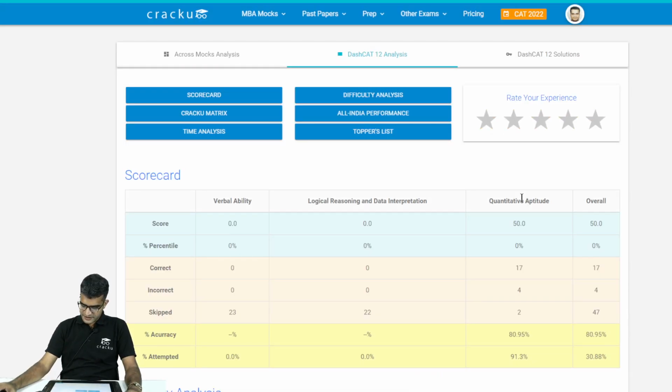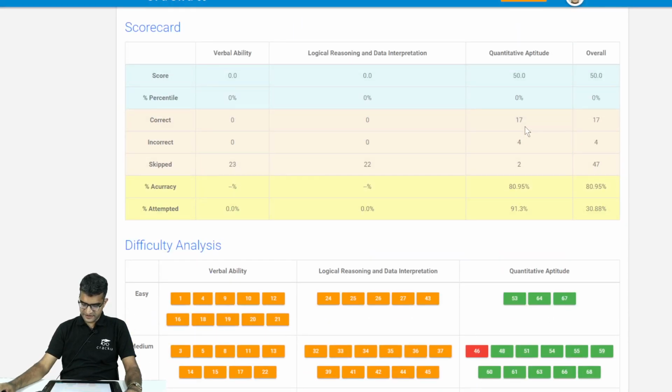Okay, so in the mock I scored 50. I got 17 questions right and 4 questions wrong, and I did not attempt 2 questions. Overall, I felt that the paper was definitely on the more difficult side. I don't think this was a very easy paper. Like I said while I was taking the mock, I felt that there was no question which was trivial.